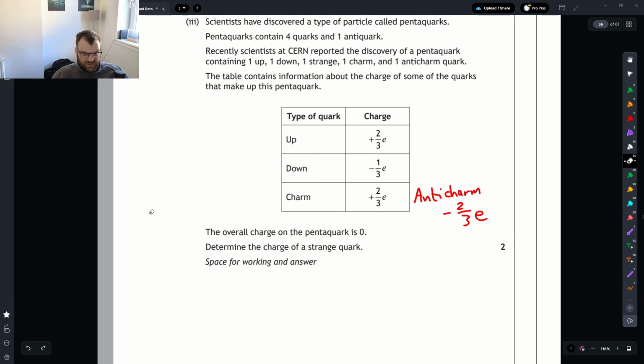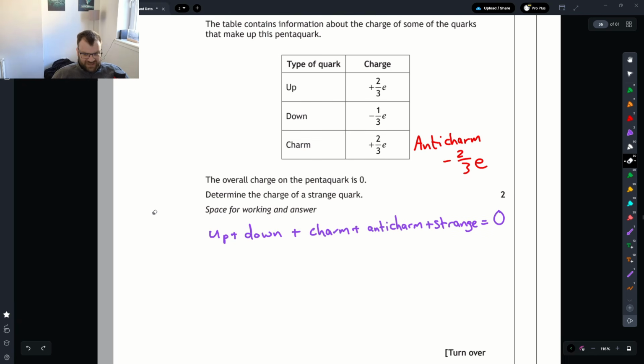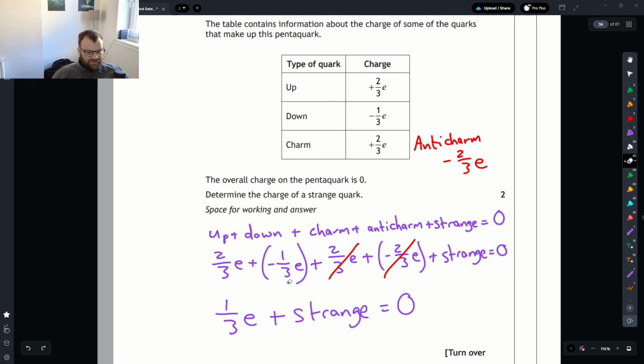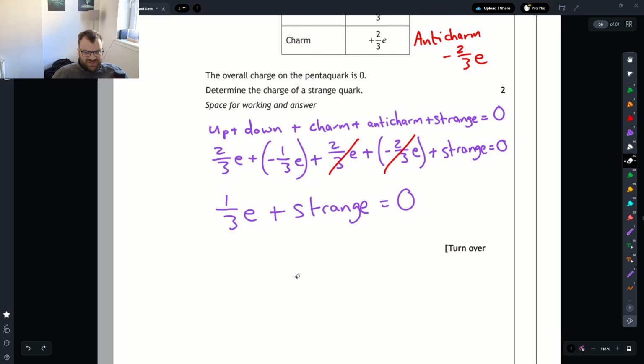I'm just going to write out the ones that are going together: up, down, charmed, anti-charmed, and strange. That has to equal 0, because the question tells me that. Plug in our numbers. I'm just putting in strange as my placeholder, because we're going to work out what that is. If you've got a charm and an anti-charm, they will cancel each other out. And then we've got 2/3 plus minus 1/3. So 2/3 take away 1/3 is 1/3. 1/3 E plus the strange is 0. So they have to have opposite charges, so the strange would have to be negative 1/3 E to get our answer there.